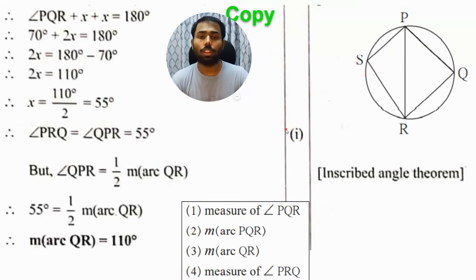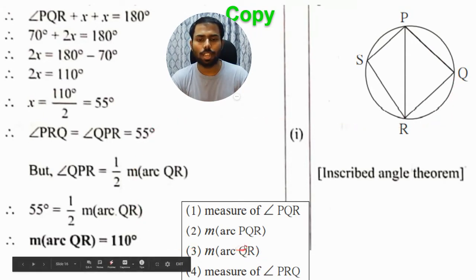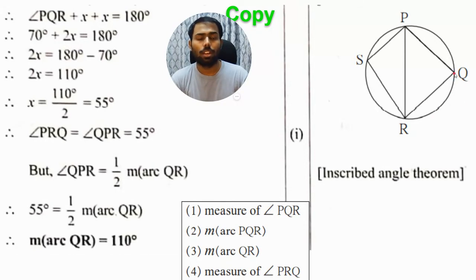Okay, now use the inscribed angle theorem. On which angle will you use the inscribed angle theorem? QPR. Why? Because you have to find out arc RQ. See, the third thing they have asked is arc RQ. So now on inscribed angle QPR, use the inscribed angle theorem. So angle QPR is equal to half of measure of arc RQ. Okay, that is through the inscribed angle theorem.